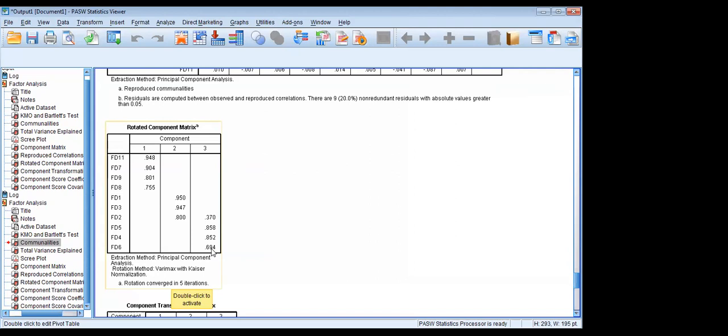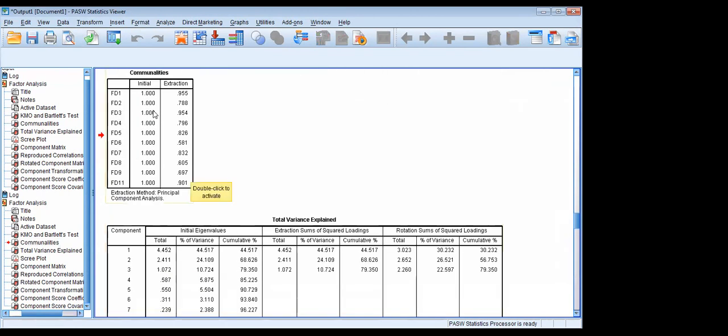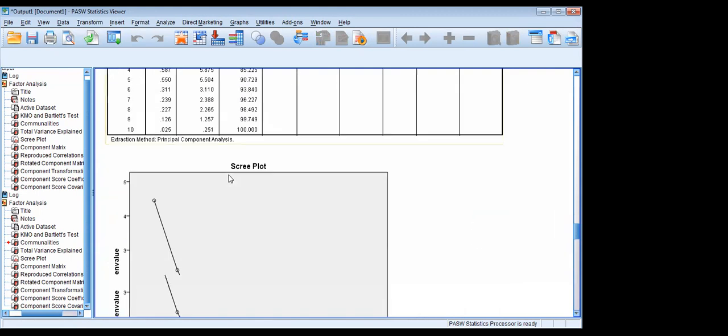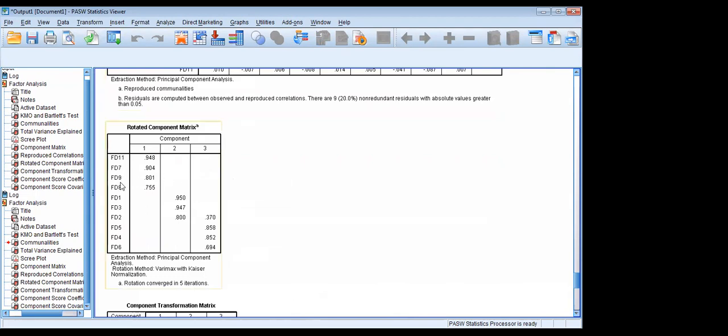So see, you have to apply your wisdom before you eliminate. Look at which variable you want to eliminate. FD2 has how much cross loading, you know. FD2 is 0.788, but they have cross loading. And another one, okay, I will remove step by step. FD2 and what is another one?